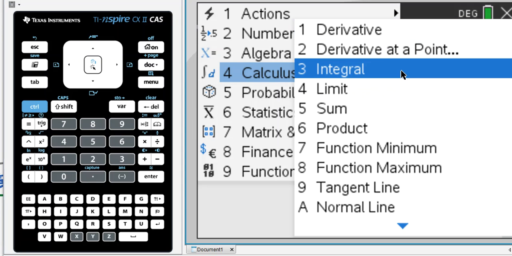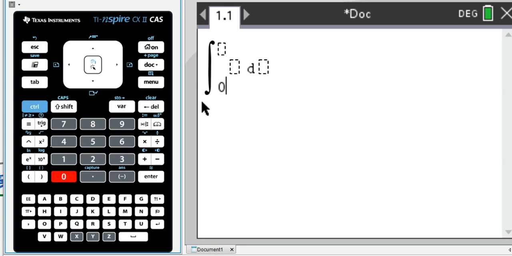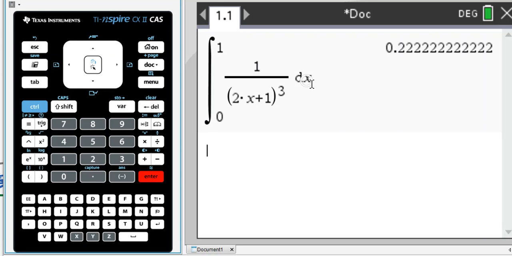If I use the calculus menu on this CAS-enabled TI Inspire, I can compute an integral. And this first integral that I'm going to compute is on the boundary from 0 to 1 on the fraction 1 over the quantity of 2x plus 1 cubed. And this integral is built relative to the variable x. So when I press enter here, we see that the area under this curve is equal to 0.22 repeating units.